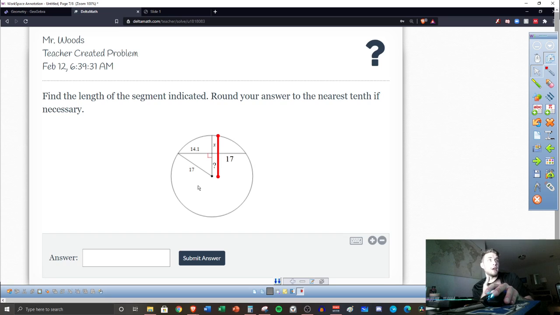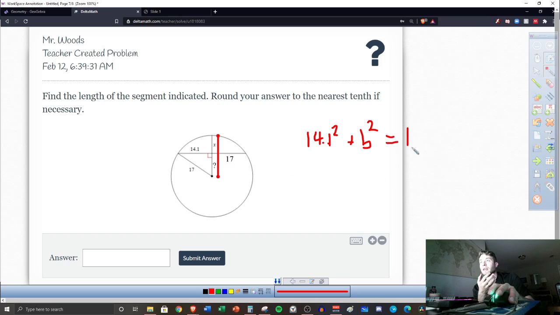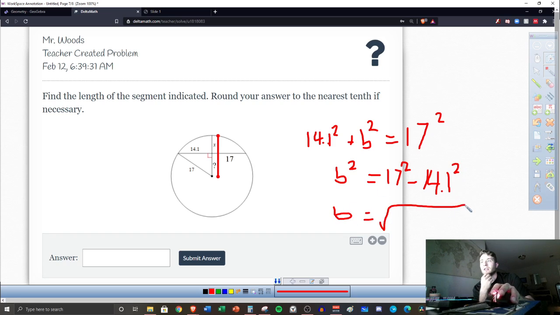Since it's a right triangle, we're going to use the Pythagorean theorem. So this would be 14.1 squared plus b squared, which is what we don't know, this question mark, equals 17 squared. So I'm going to subtract 14.1 squared, so we get b squared equals 17 squared minus 14.1 squared. And then I'm going to have to square root all of that. So this is sort of like our distance formula.